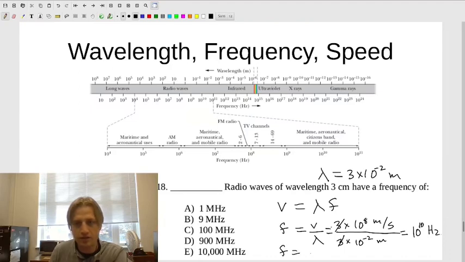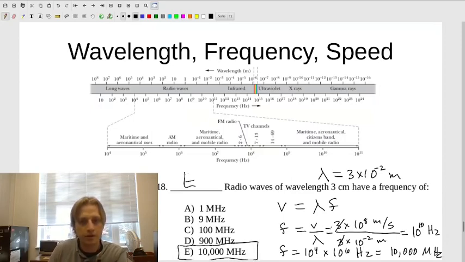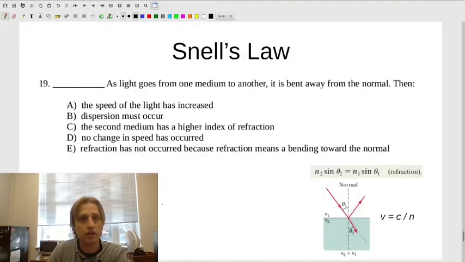And 10 to the 10th is the same as 10 to the 4th times 10 to the 6th hertz, or 10,000 megahertz. 10 to the 6th hertz is megahertz. All right, looking good. All right, just about there.